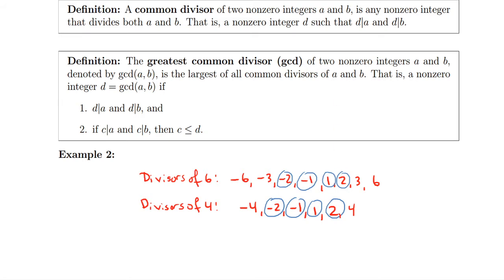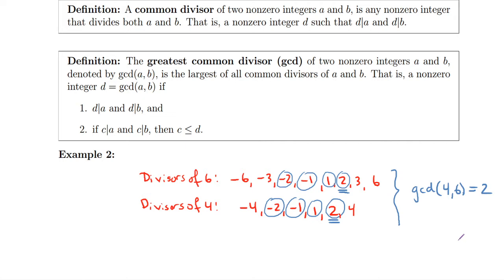So for the GCD, among these common divisors, which one is the greatest, which one is the largest? That would be the GCD. So the GCD of 4 and 6 is equal to 2. This is one way you could compute the GCD of two numbers. You could list out all of their divisors and then tell me which one among the common divisors is the greatest.